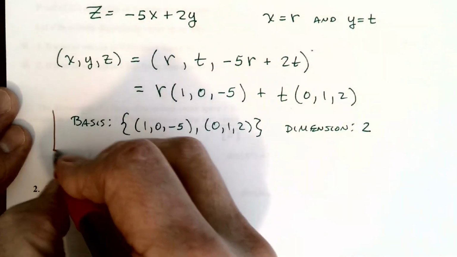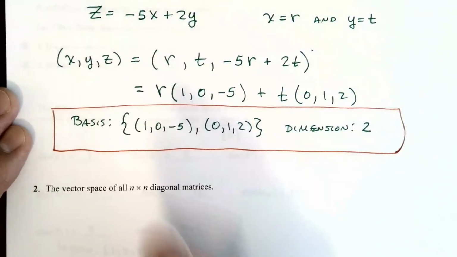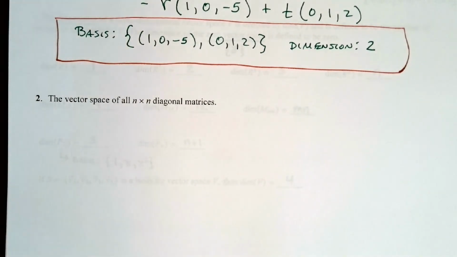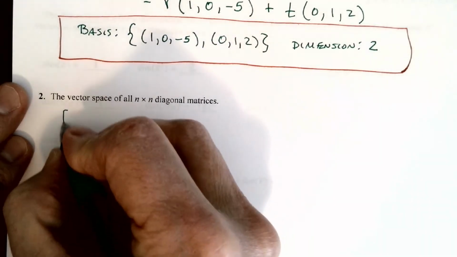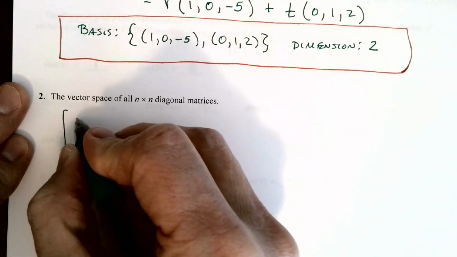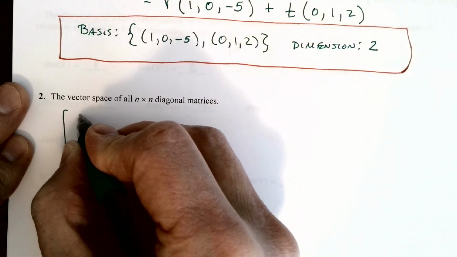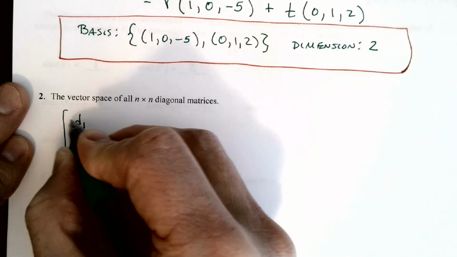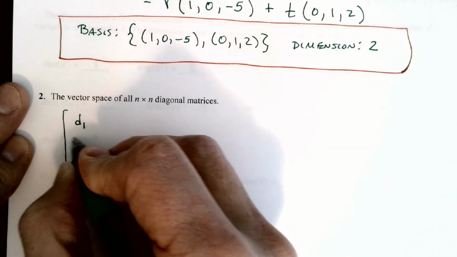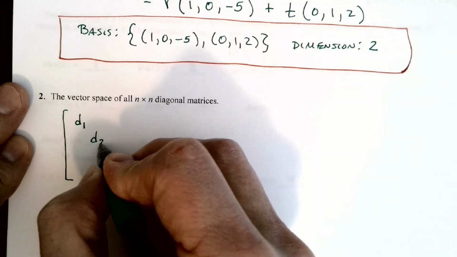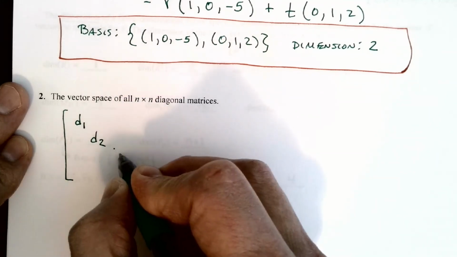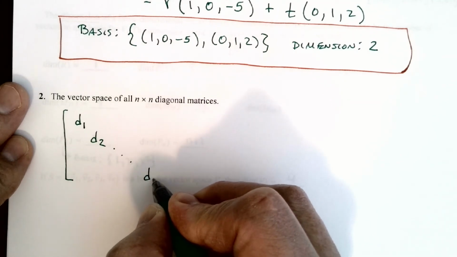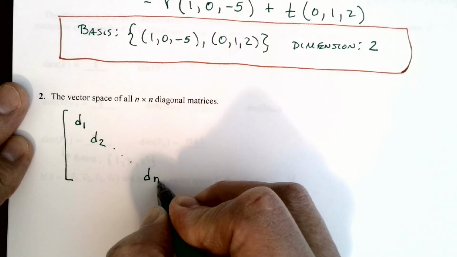What about the vector space for all n by n diagonal matrices? Remember diagonal matrices, n by n, what would it look like? Let me do it in general. The main diagonal entries can be any real number. So I'm going to say the first row, first column entry is D1. Second row, second column entry is D2. And so on, all the way to the last row, last column entry, which would be D sub what? N, because it's n by n.